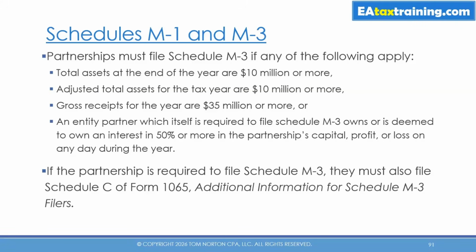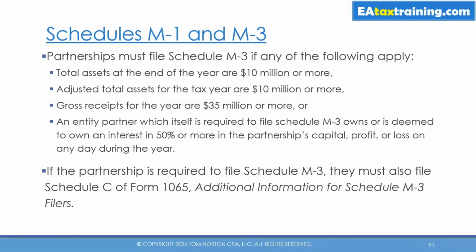So you put on there any accounts receivable. And if that puts you over the $10 million mark, you also have to file a Schedule M3. Then also, if gross receipts for the year are $35 million or more, even if you don't have total assets of $10 million, you still have to file a Schedule M3.